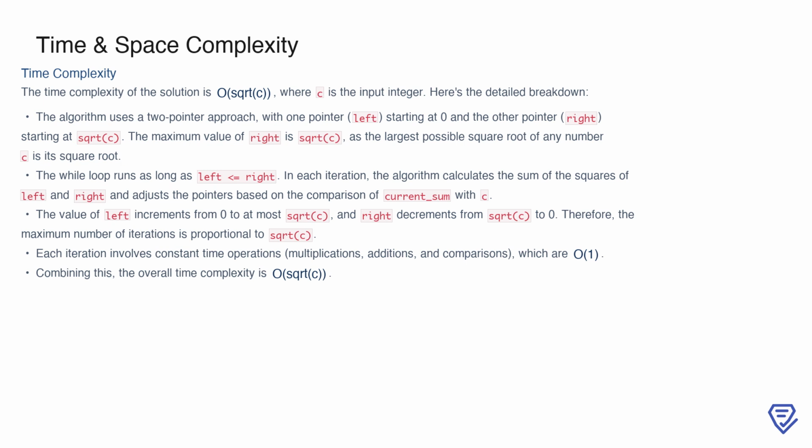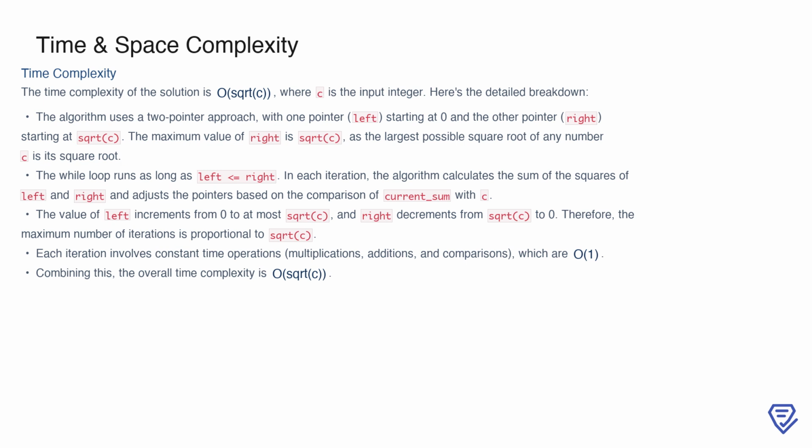Since the largest possible square root of any number c is sqrt(c), the right pointer has a maximum initial value of sqrt(c). The while loop continues as long as the left pointer is less than or equal to the right pointer. During each iteration, the algorithm calculates the sum of the squares of the left and right pointers and adjusts their positions depending on whether the sum is less than, greater than, or equal to the target c. The left pointer increments from 0 to sqrt(c), while the right pointer decrements from sqrt(c) to 0. This means the total number of iterations is proportional to sqrt(c).